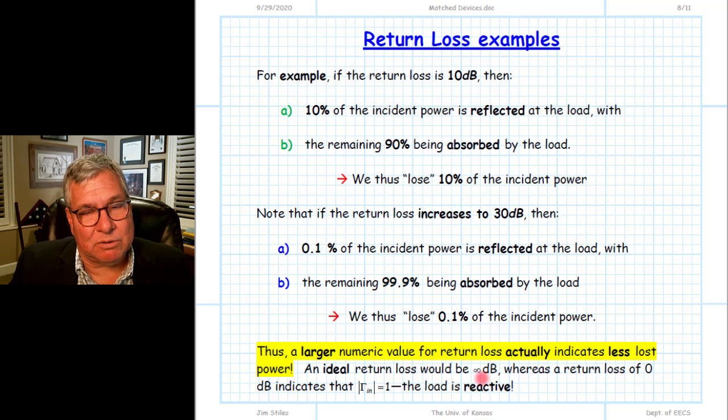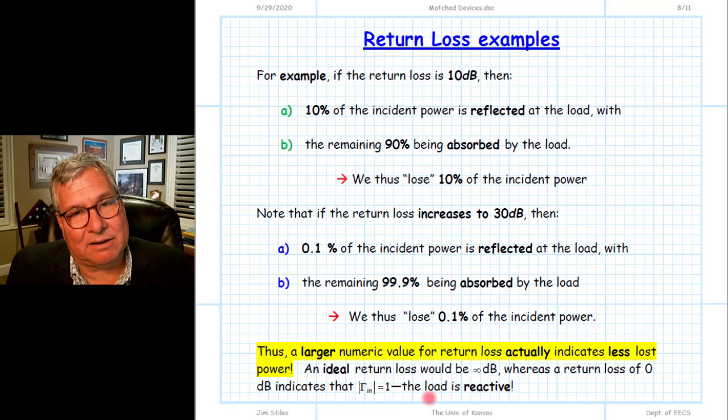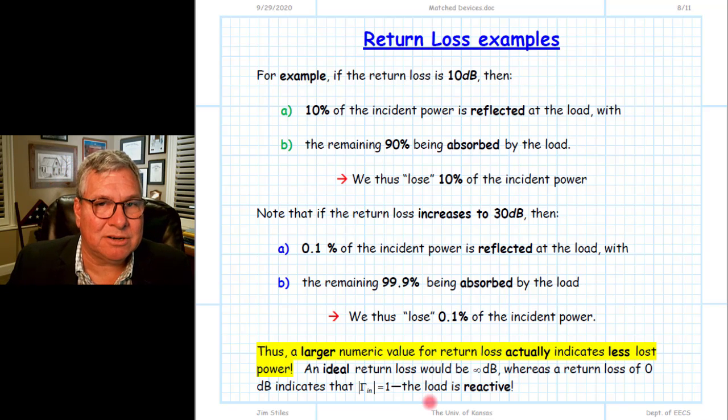10 log 10 of 0 is minus infinity. We multiply that by minus 1. That gives us plus infinity. The worst return loss we can get is, in fact, a value of 0 dB. When we have a value of 0 dB, that means the magnitude of the input reflection coefficient is 1. The input impedance is purely reactive. All of the incident power is returned and reflected, and none of it is therefore absorbed.